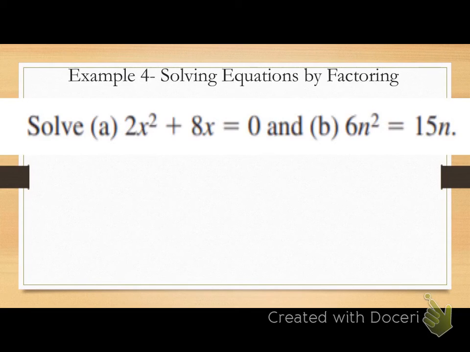Okay, let's come to a conclusion as a class. Let's talk it through. 6n squared equals 15n. I'm used to my equations equaling 0, right? This doesn't equal 0. I was thinking minus 15 on both sides, or like minus 6 on both sides.